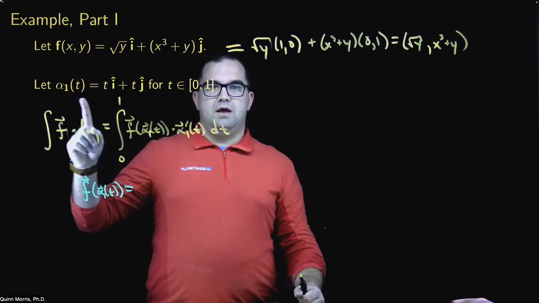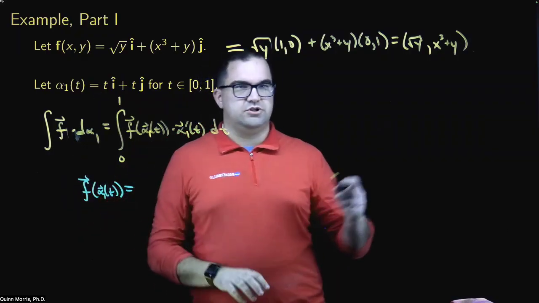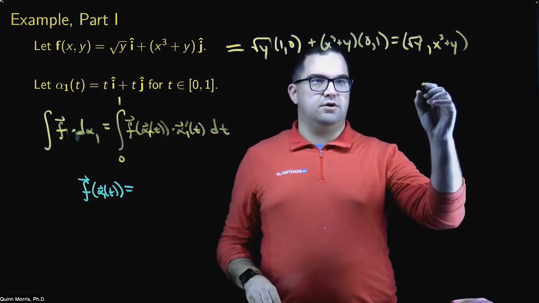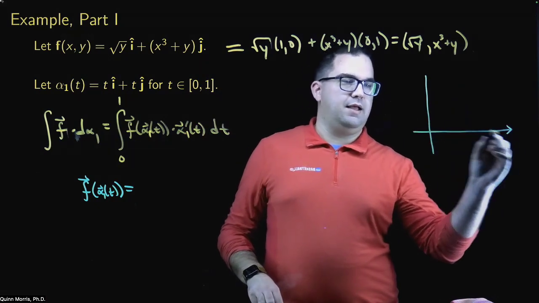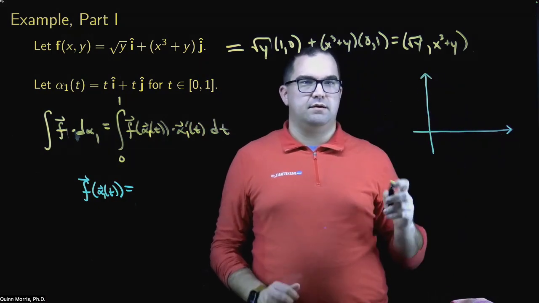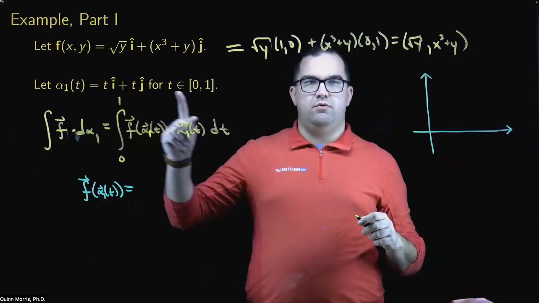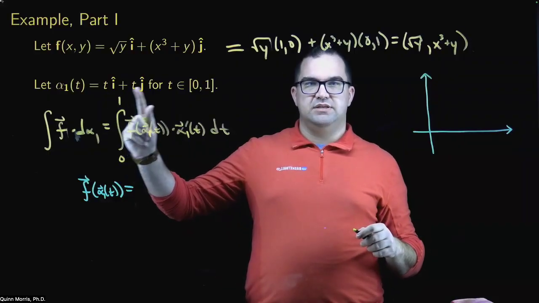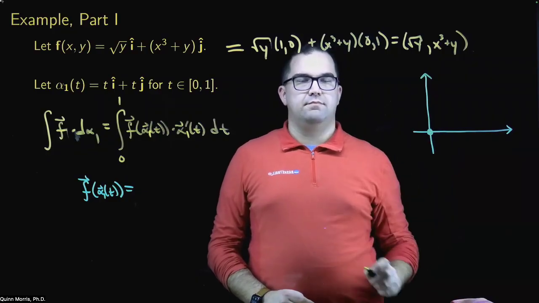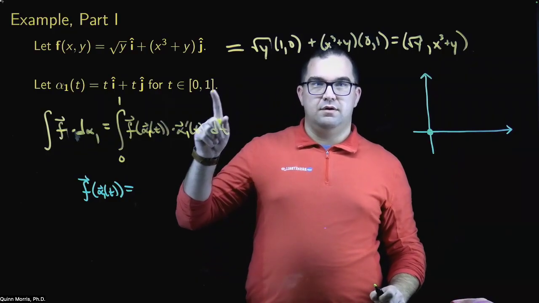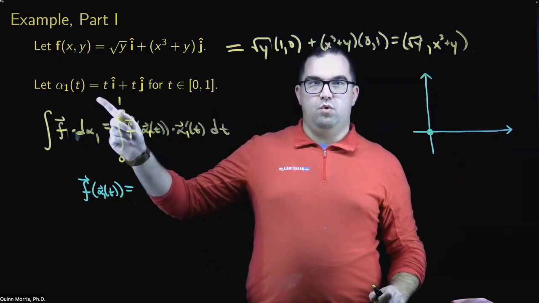Well, for alpha 1, let's first just understand what it is doing. If I come over here in the plane, when t is 0, this gives me back the vector (0, 0). When t is 1, this gives me back (1, 1).